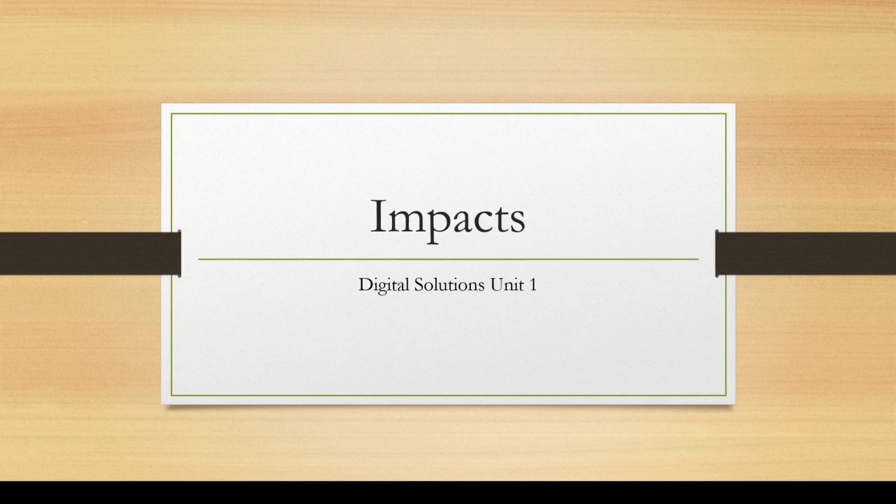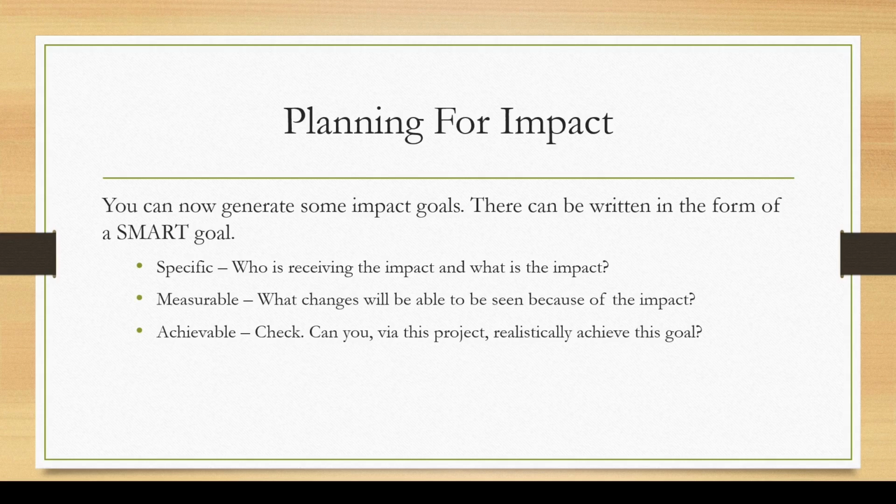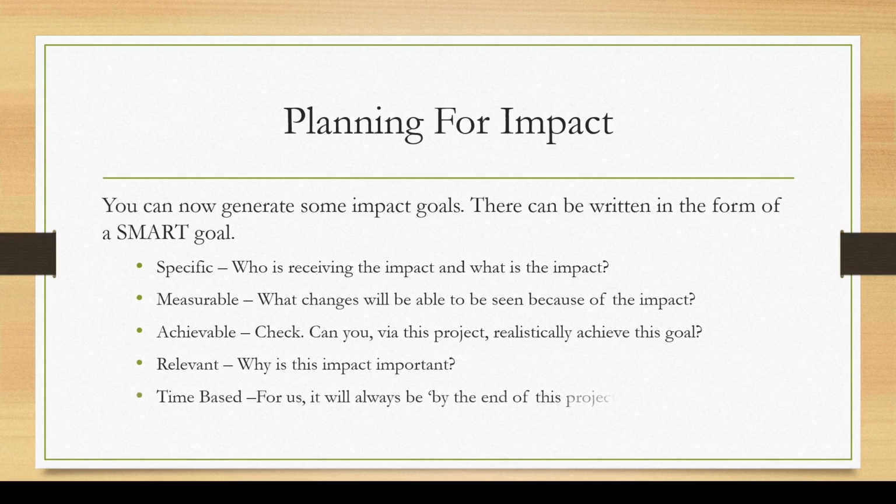And then we took those ideas of impacts and we developed the idea of making an impact goal. And this was a SMART goal, something that was specific. We asked who was receiving the impact and what impact were they receiving. Then we asked how are we going to measure this, how are we going to know this impact is achieved. And then we asked, is this achievable for our project? And is it relevant? Why is the impact important? And finally, we considered the question, is it time-based? Which for us was always by the end of this project.